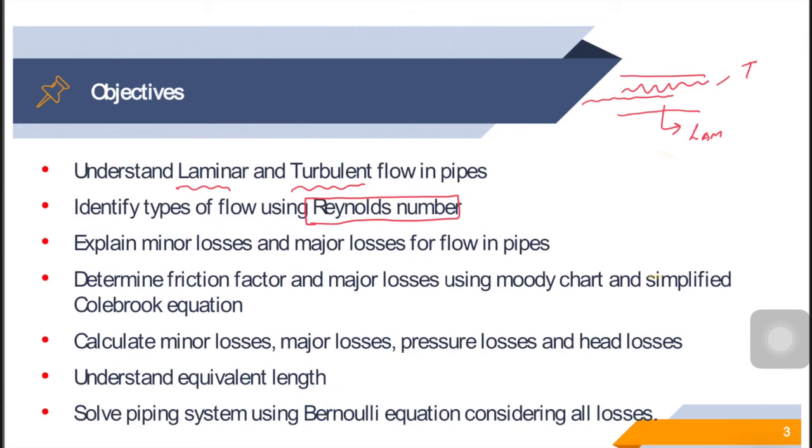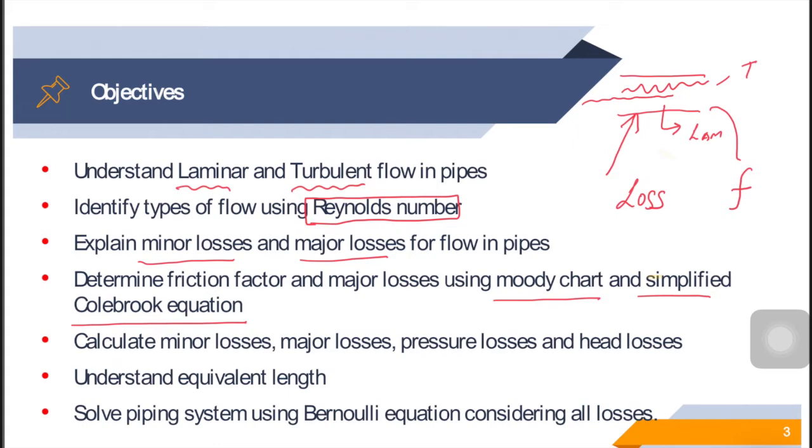Once we know what is laminar, what is turbulent, and what is Reynolds number, we are going to understand what kind of losses water or any fluid experiences as it moves through a pipe. So we are going to understand the minor losses and the major losses of flow in pipes. Then we are going to determine the frictional effects, what kind of friction factors are present, and how to determine them, using the Moody chart or the simplified Colebrook equation.